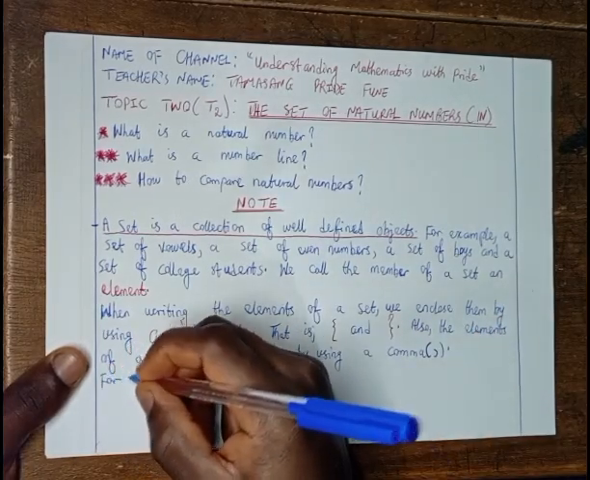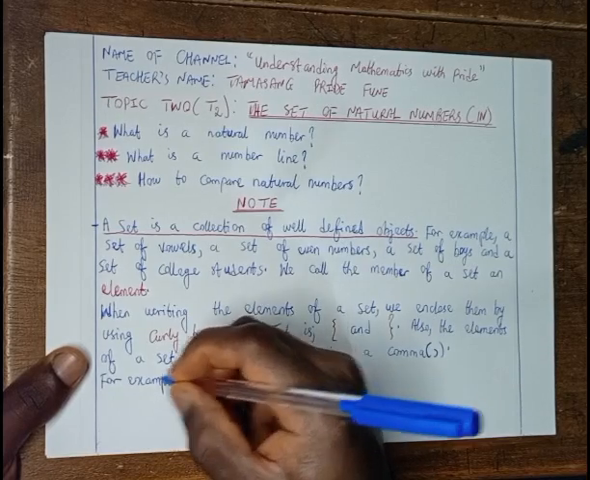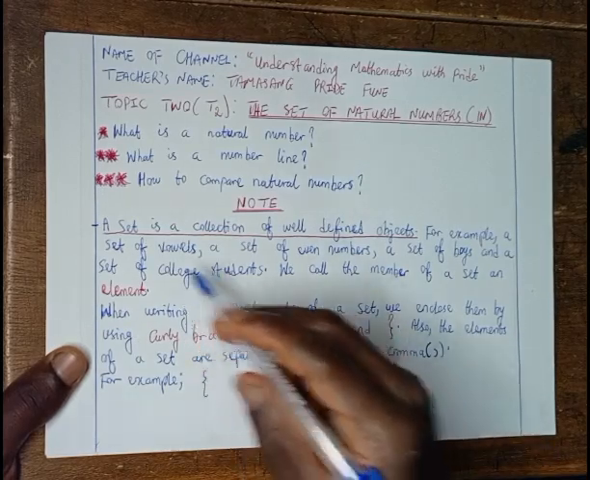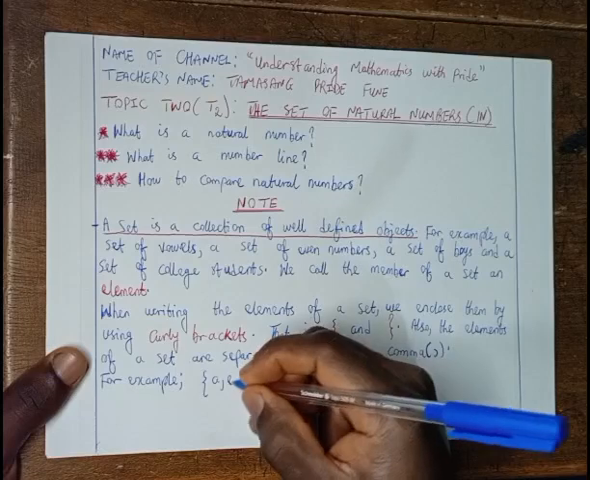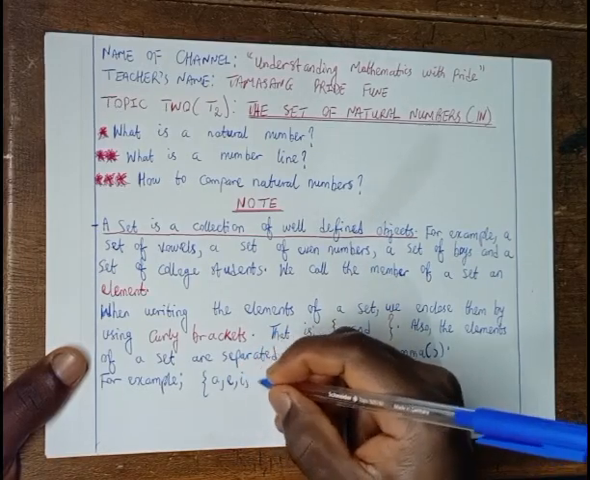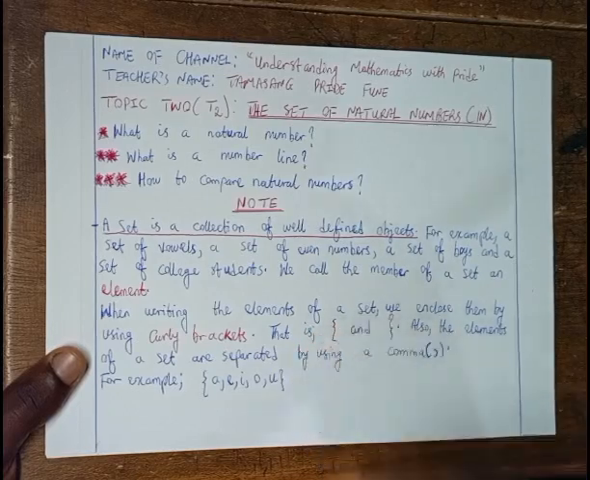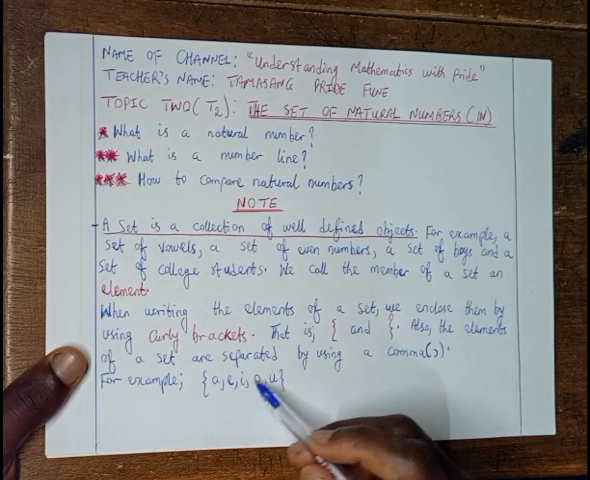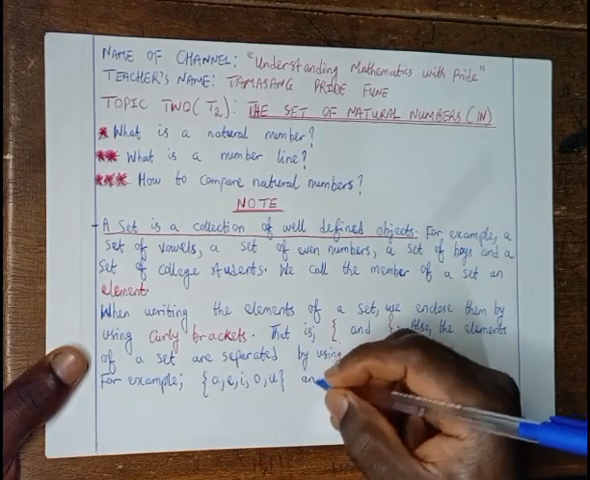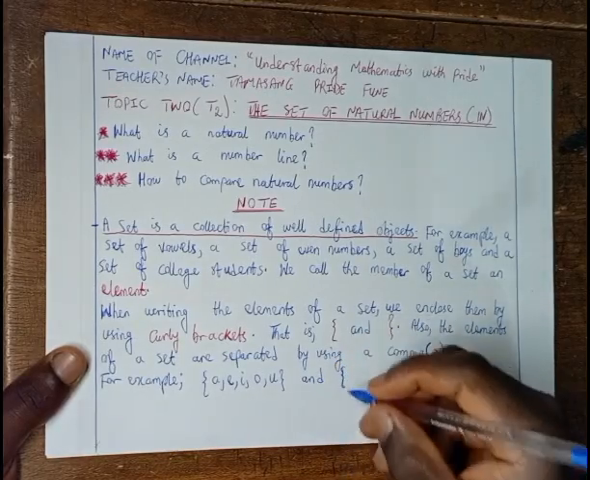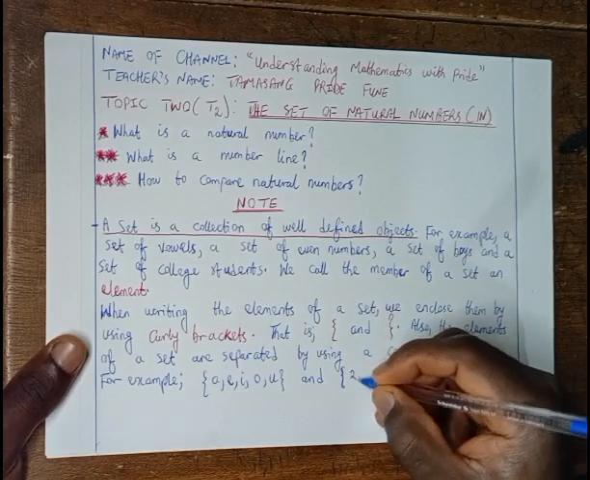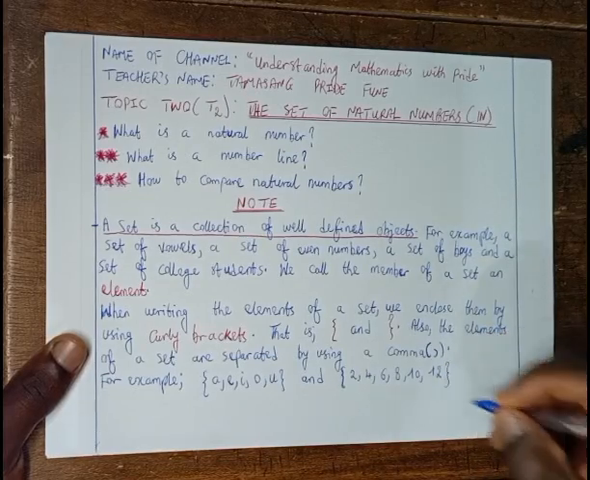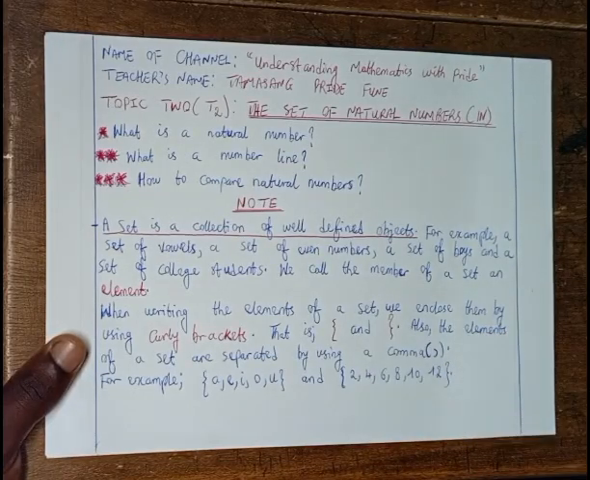For example, let's write down some examples of sets. I'll write down the first one. We stated here the set of vowels: A, E, I, O, U. You can see the elements are enclosed by the curly bracket. Then we separate the elements by making use of the comma. And let me give another example. I'll write down some few even numbers: 2, 4, 6, 8, 10, 12. These are examples of sets.